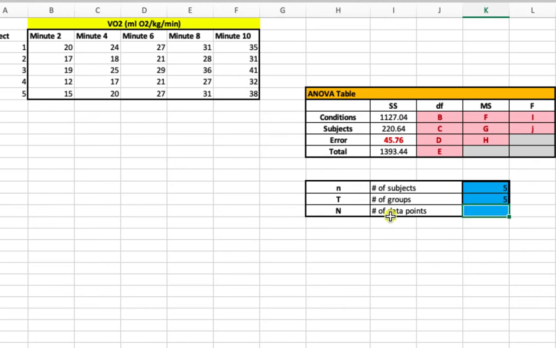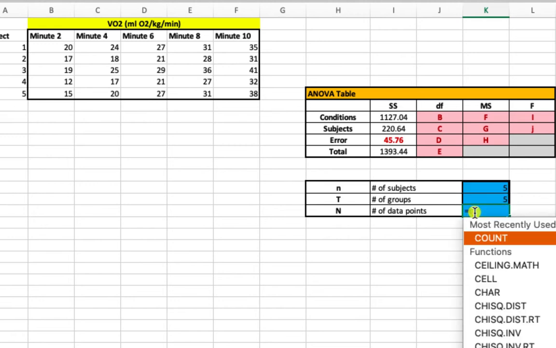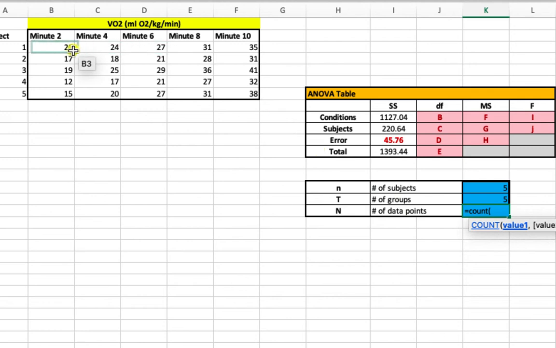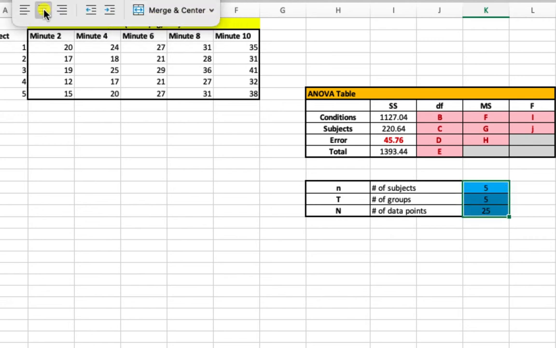And then the number of data points that we have, you can calculate this one of 2 ways. You can multiply your number of subjects by the number of groups, or you can do a count function and just highlight the data. Either way, you'll get the same answer. So use whatever method you can remember the best.